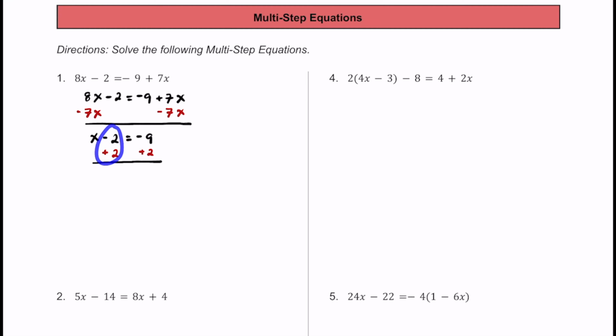This negative 2 and positive 2 will make 0, so we can write x is equal to, and on the right side, negative 9 plus 2, that's going to equal negative 7. All right, so that would be the solution.